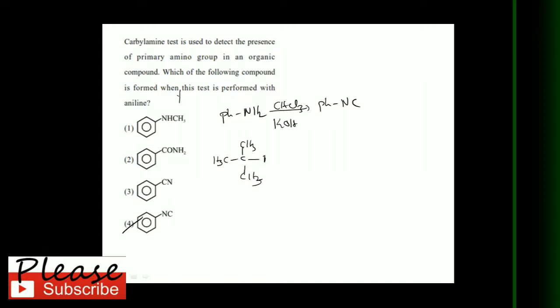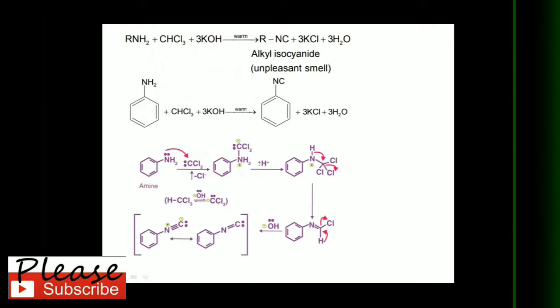Okay, that means tertiary butyl amine is a primary amine because NH2 is attached to the tertiary carbon. That's why it is called tertiary butyl amine. But suppose a tertiary amine, and a secondary amine CH3NHCH3, this one does not give a positive carbylamine test. This one also does not give the carbylamine test. Okay, only primary amines can give this test.